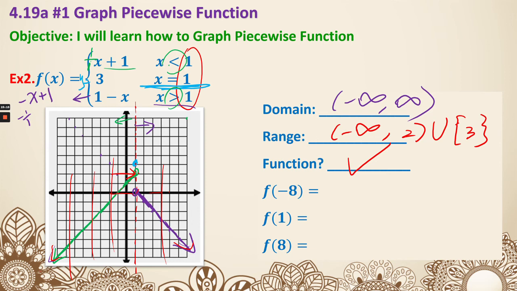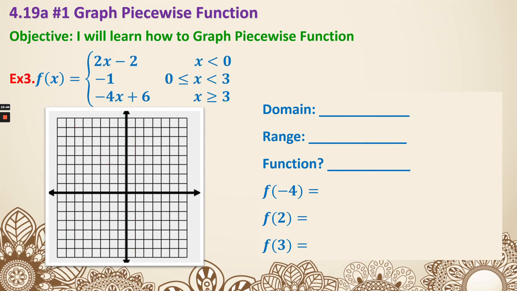f of negative 8, that's clearly in the first function, because negative 8 is less than 1, which is negative 8 plus 1, which is negative 7. Next, when x is 1, the middle one is the only one where x equals 1, so f of 1 is 3. Lastly, f of 8. 8 is greater than 1, so it's got to be the last one. 1 minus 8 is negative 7. That is example 2.